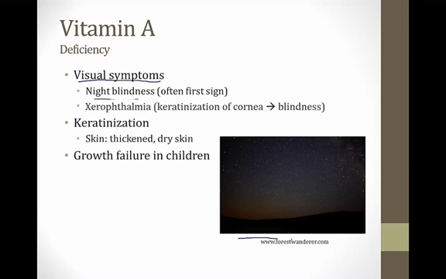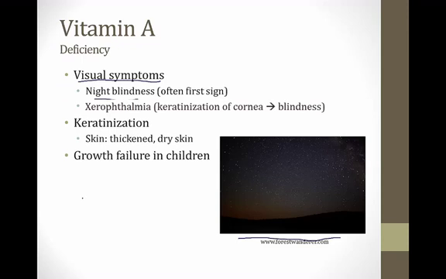This is the picture of a night sky here. You can see that there is very little light, and you need well-functioning retinas in order to be able to see the stars and see in the dark. If you're deficient in vitamin A, one of the first things that happens is when you go out at night, you feel like you are blind because you can't see in the low light environment.